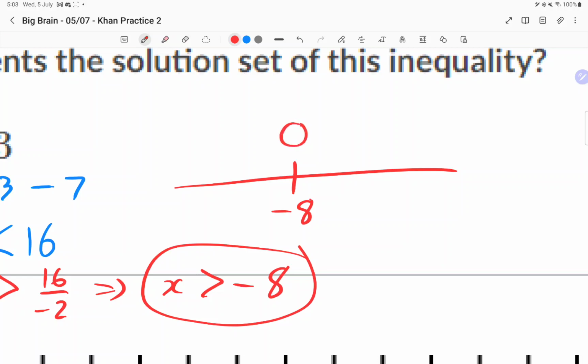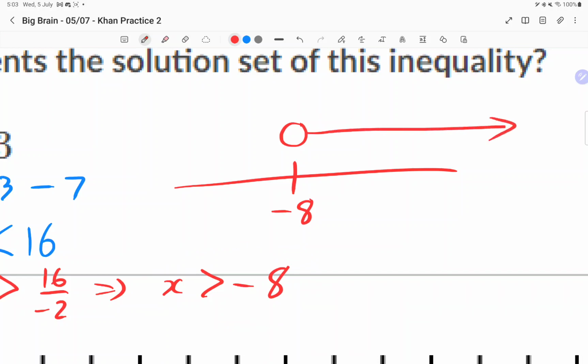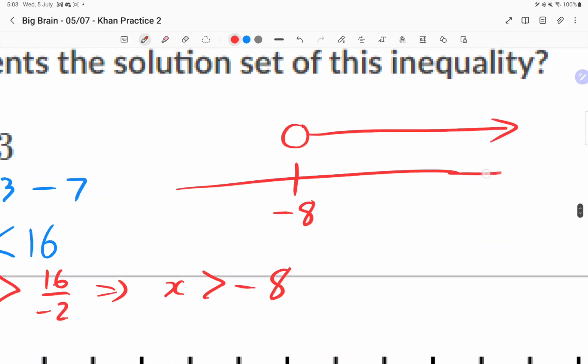Have you guys learned this before? No? Okay, that's fine. I'll just show you guys now. If it's more than negative 8, it means you have a dot on negative 8 and you draw the arrow here. That means more than negative 8. Does that make sense? Because this one goes to infinity, it keeps going.